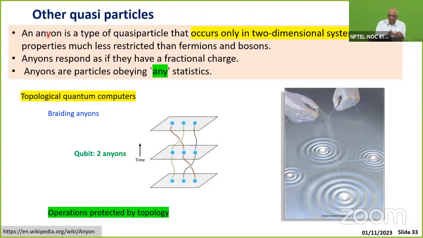Anyon means it occurs only in two-dimensional systems. Anyon means it can follow any statistics. It can follow Bose statistics, or it can follow Fermi statistics. So things that can follow any statistics are called anyons, only in two-dimensional systems. And they are used for topological quantum computers, and you can braid them. You can make a qubit of the anyons, and the operations will be protected by topology.